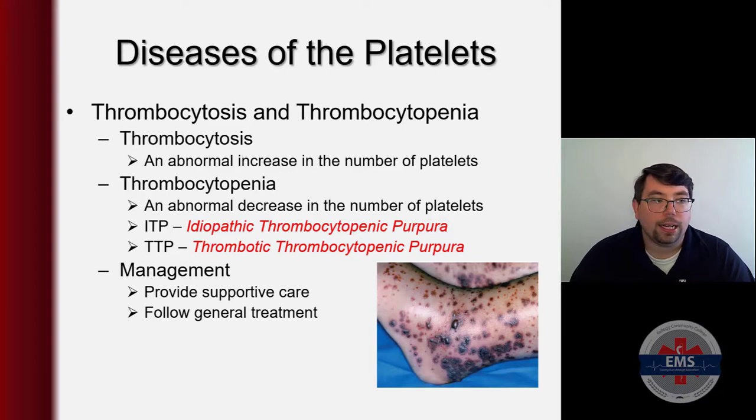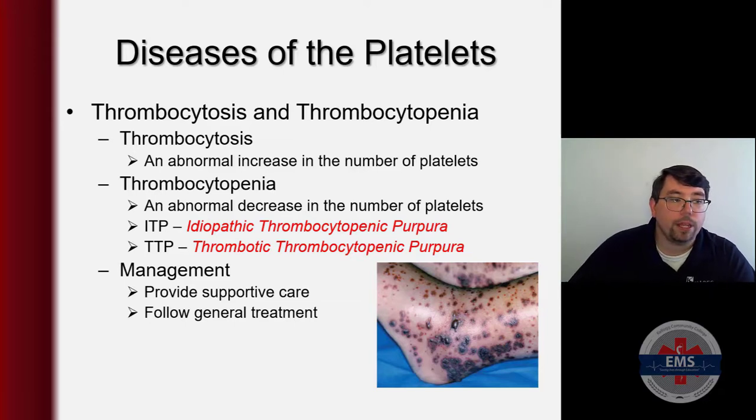Thrombocytosis often complicates chronic forms of leukemia. Thrombocytosis can be secondary to other disorders such as malignant diseases, hemolytic anemias, acute hemorrhage, and even autoinflammatory diseases. Most patients with thrombocytosis are asymptomatic, and the pre-hospital treatment is really just supportive.